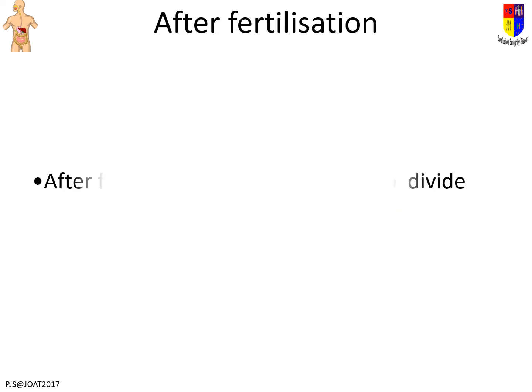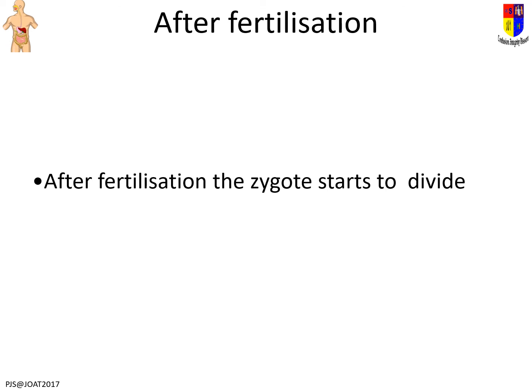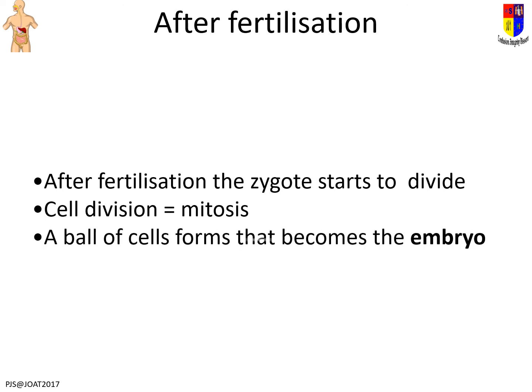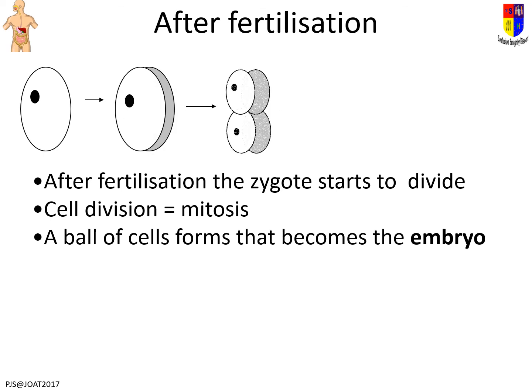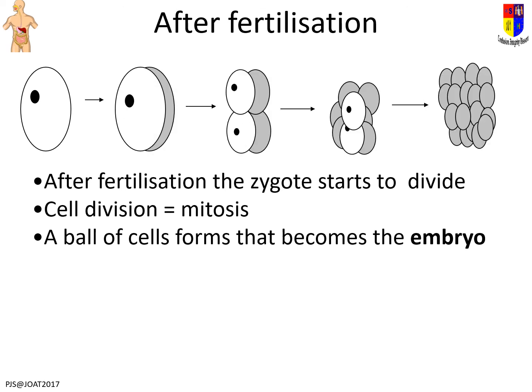After fertilization we have our diploid zygote, and that zygote can then start dividing by normal cell division. It's just mitosis. It keeps dividing and dividing, and we end up with a bundle of cells, which is our embryo. The embryo will then continue to divide and develop until you finally have a full organism.